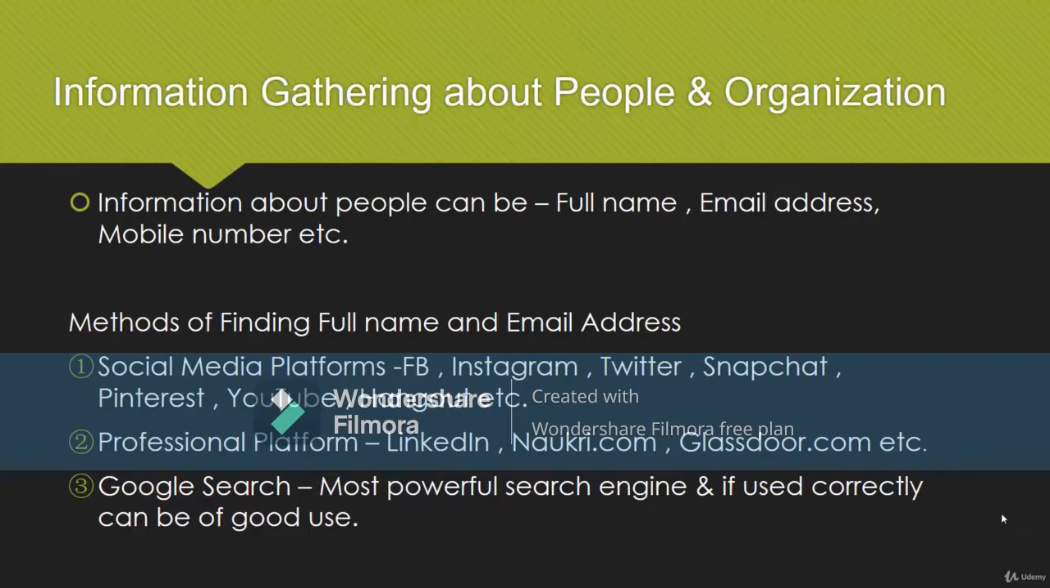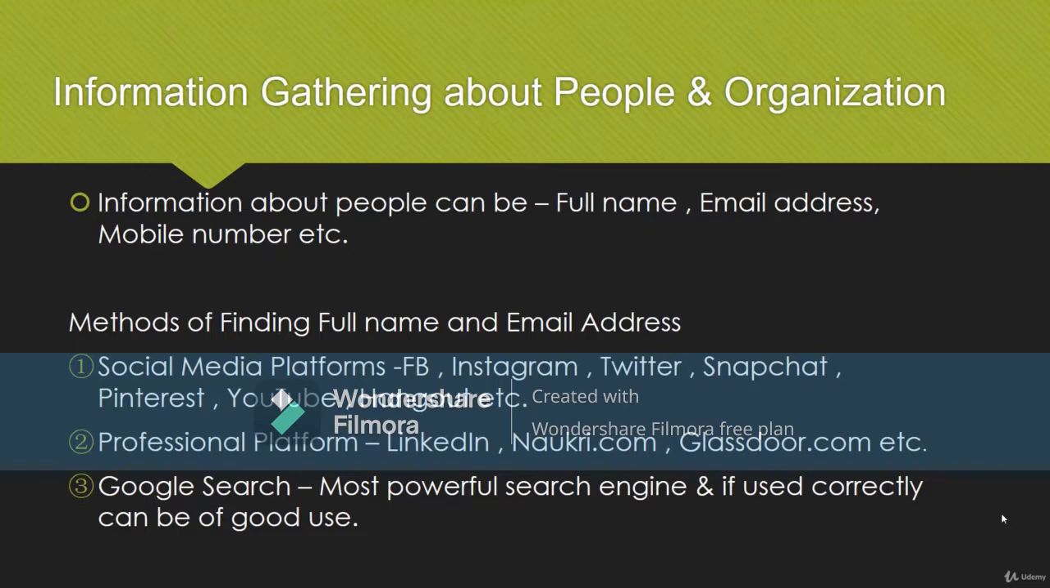Now in this tutorial, we will talk about how to gather information about people and organization. Information about people can be their full name, their email address, their residential address, their mobile phone number, etc. and many more things. So what are the methods of finding full name and email address? There are three methods via which you can find the full name and email address of the target person.